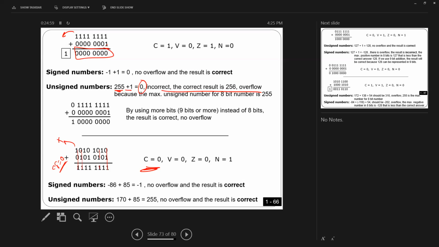The easy way is to just do normal binary addition, and then whatever you get here, if you get 0, the carry flag should be 0. If you get 1, the carry flag should be 1. Is that okay, guys? Okay.